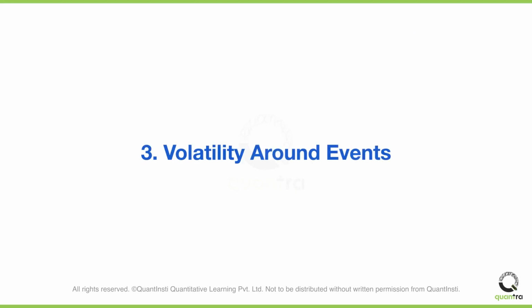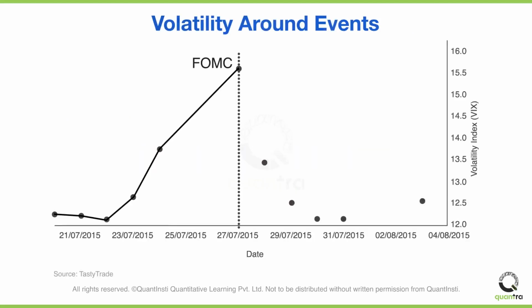The third factor is volatility around events. This is basically another characteristic of volatility. Historically, if you see volatility, it tends to be higher prior to an event, because of all the uncertainty. Once the event has taken place, the uncertainty settles down and volatility eventually cools off. This is again something that we can trade on.